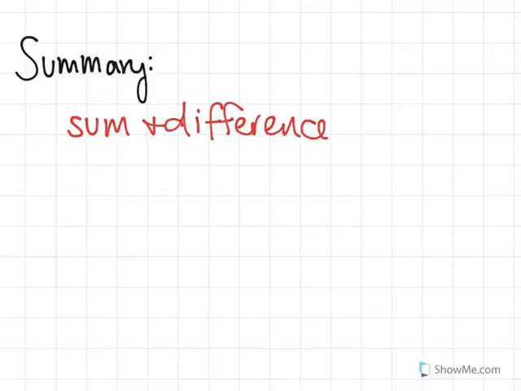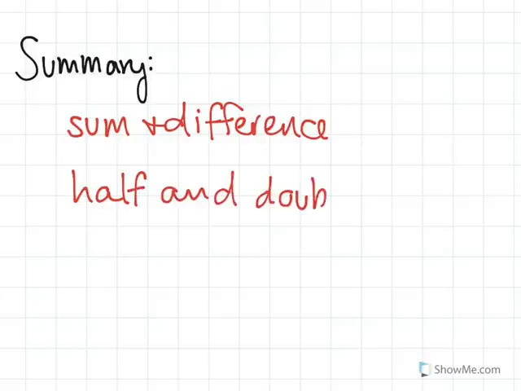So this is the end of the first review video for test 3. Just in summary, you're going to want to make sure that you take a look at your sum and difference identities, as well as your half angle and double angle identities. Those are going to be important for you to memorize.